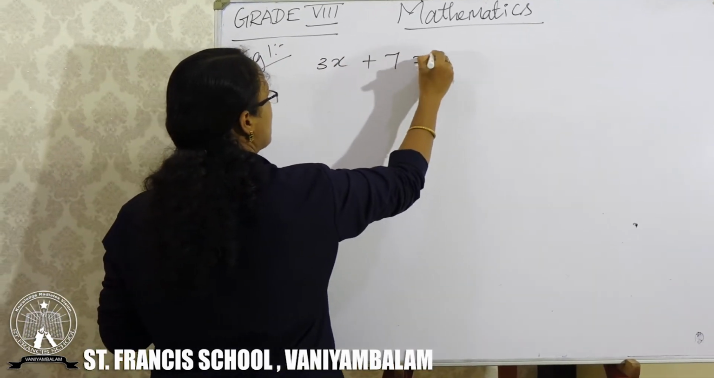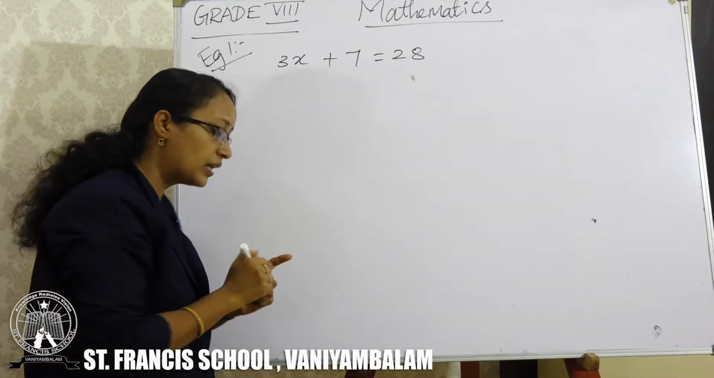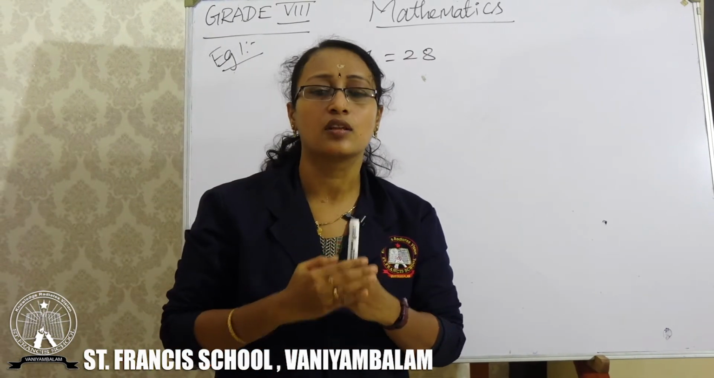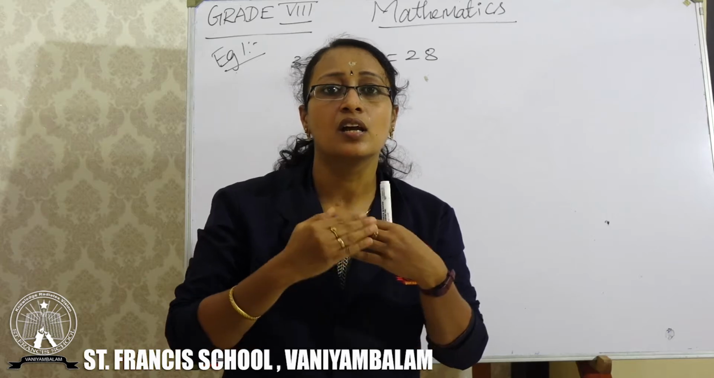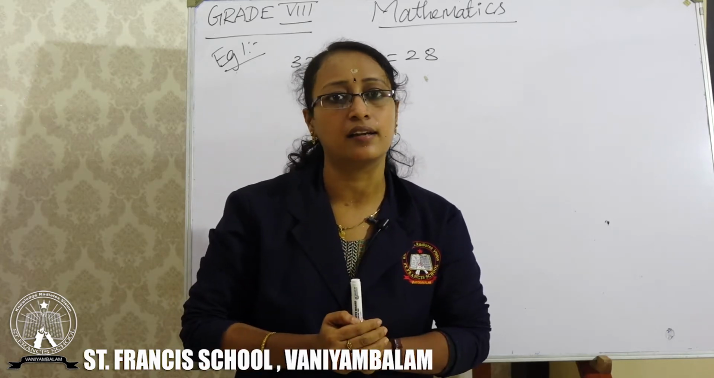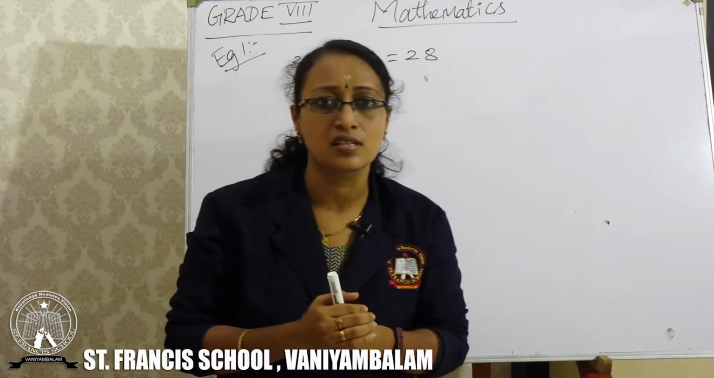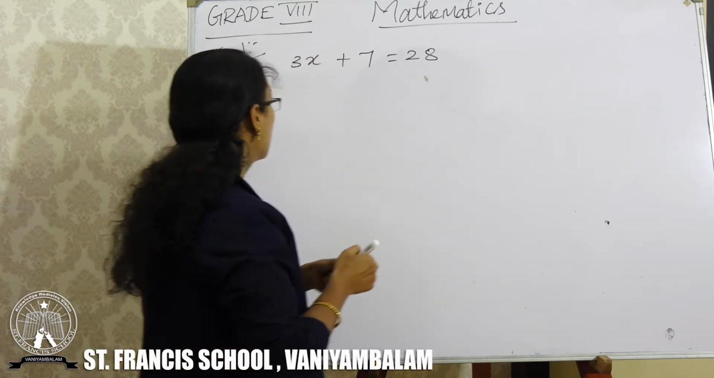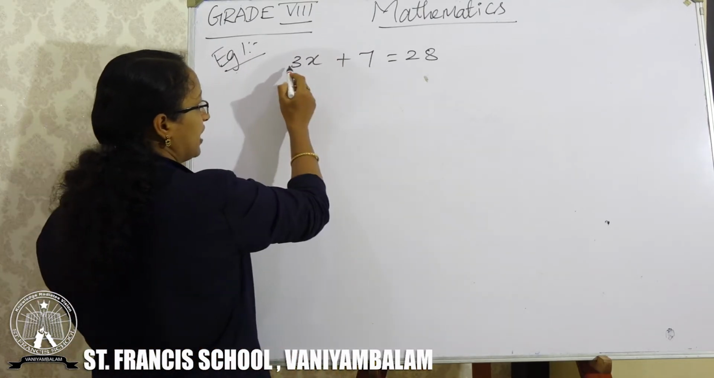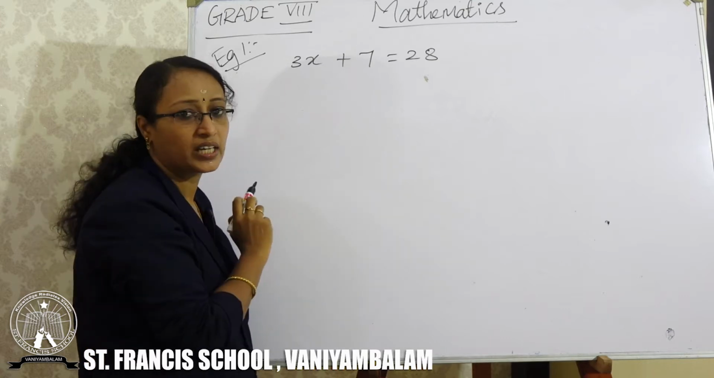3x plus 7 is equal to 28. Last class we had discussed using the operations addition and subtraction. Now we are going to study using the operations multiplication and division. So how will you solve this? I will give you two examples now. First, 3x plus 7 is equal to 28.